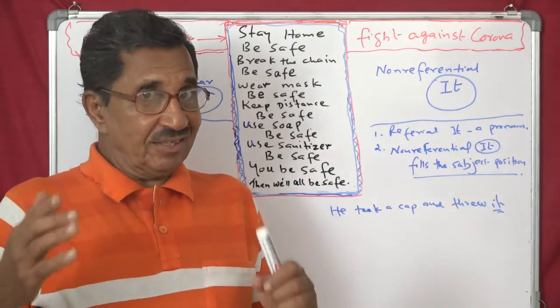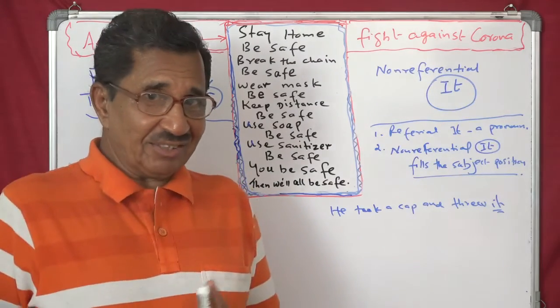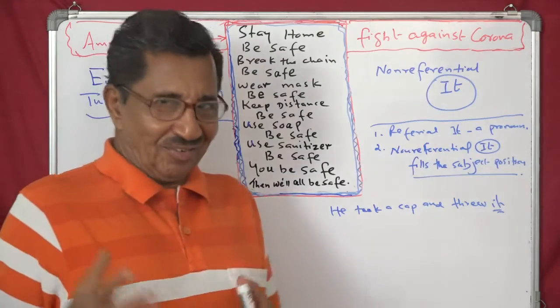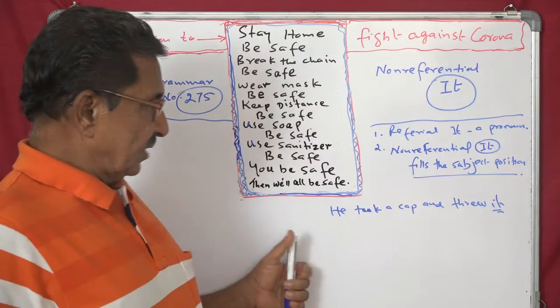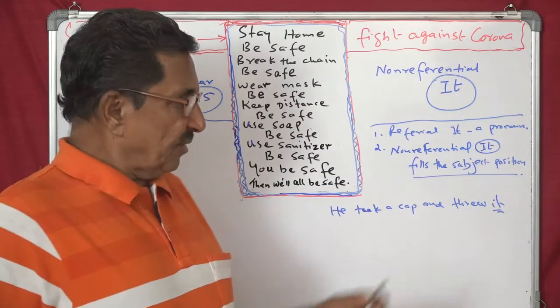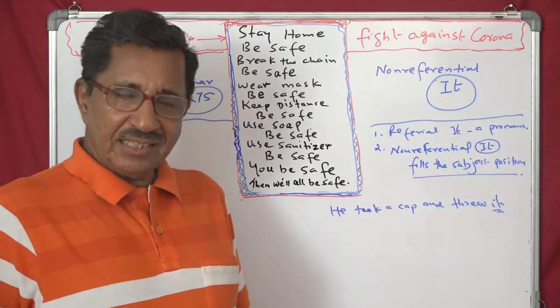We have seen this. I have given detailed lectures on this in my earlier tutorials. I invite you to go to those classes. So he took a cap and threw it. It here is a pronoun. This is a referential it. You see, there's a reference.